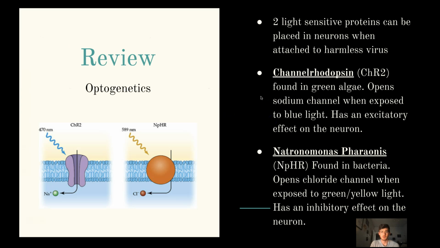So, a quick review. Optogenetics is going to be using primarily two light-sensitive proteins, which can be placed in neurons when attached to a harmless virus that spreads throughout the central nervous system. And one of those proteins is going to be channelrhodopsin, ChR2, which is found in green algae. It's going to open the sodium channel when exposed to blue light, and it's going to have an excitatory effect on the neuron. And then, I can't pronounce that one too well, but NpHR is found in bacteria, opens a chloride channel, and that one is going to have an inhibitory effect when it is exposed to green or yellow light.